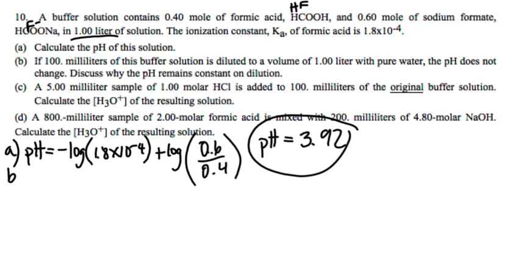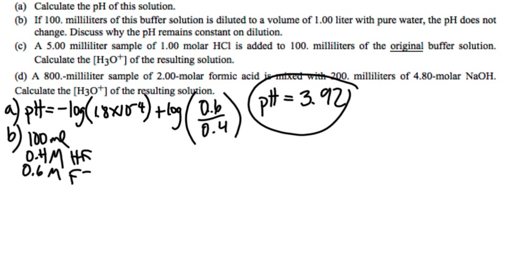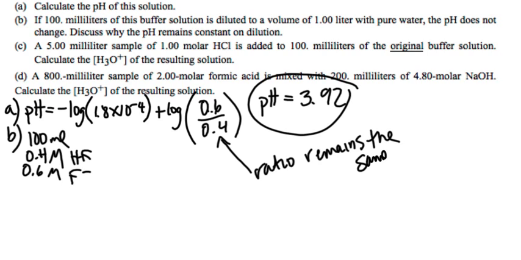Part B says 100 mL of this buffer solution. I want to rewrite what's in this buffer. I have 0.4 molar originally formic acid and 0.6 molar formate. So that's what I'm adding to, is diluted to a volume of 1 liter with pure water. The pH does not change. Discuss why the pH remains constant. The ratio remains the same. Because the ratio remains the same when you dilute, you're diluting both the acid and the conjugate base equally, the pH is not going to change.